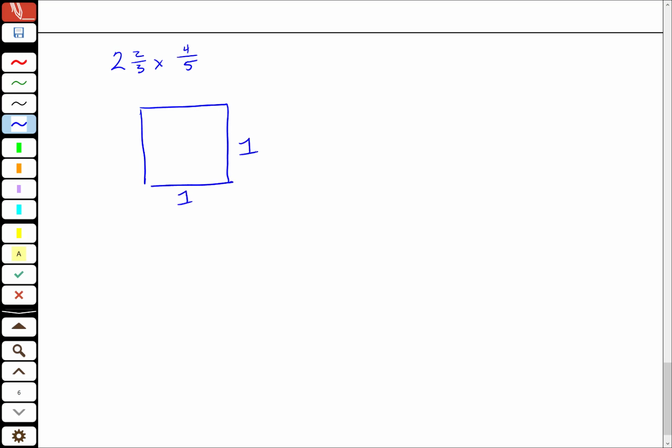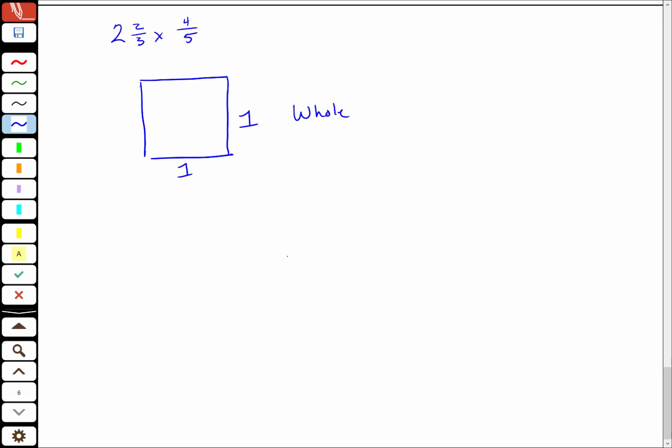So I'm going to draw. This is very important that I establish what the whole is for this problem. So this is a 1 by 1 square. This is the whole.